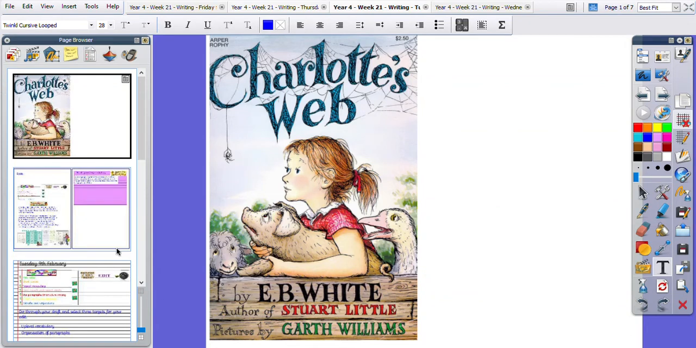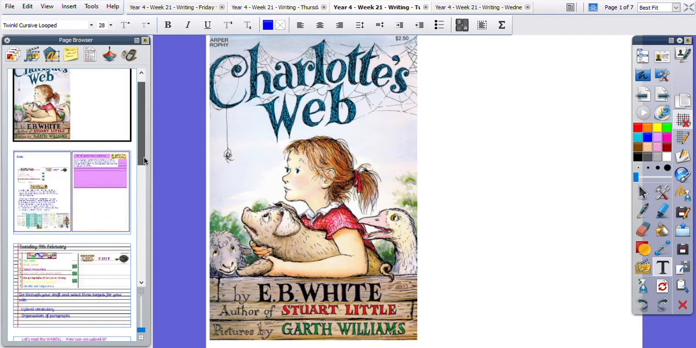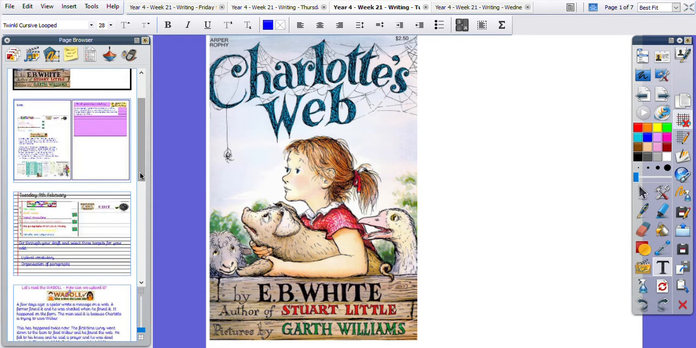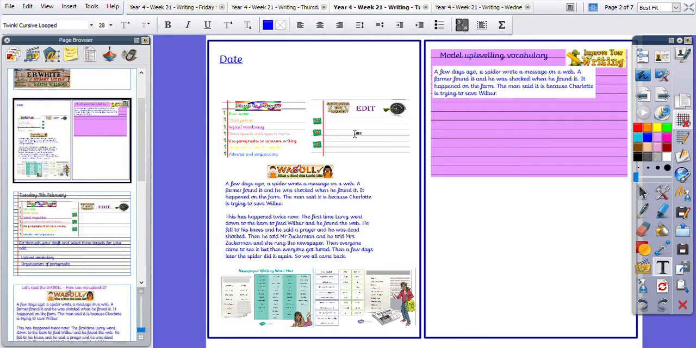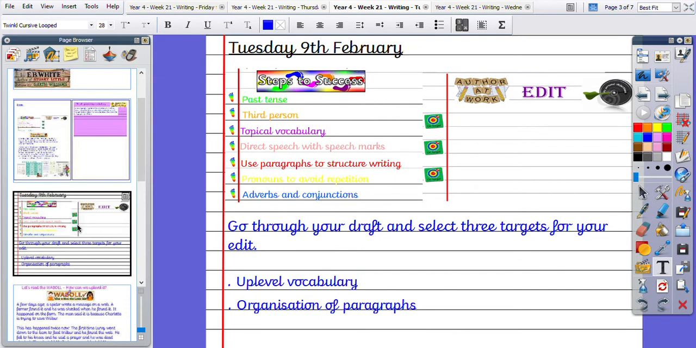Okay, year 4. Our English lesson today is our edit of our first draft of our journalistic writing. So your book by the end of the lesson will look like this. And our first task, as it always is in our edit lesson, is to look for targets that we need to improve upon. Okay, so we have got our steps to success and your edit sticker.